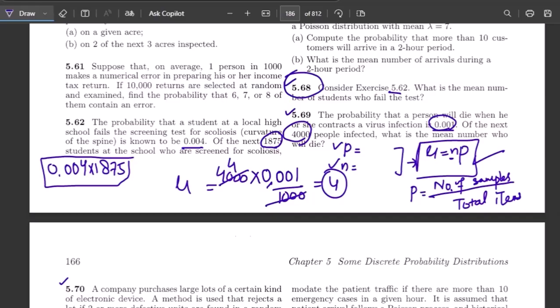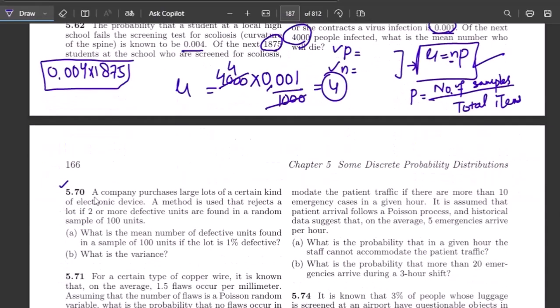Now question 5.70. A company purchased large lots of a certain kind of electronic devices. A method is used that rejects a lot if 2 or more defective units are found in a random sample of 100 units. So A, what is the mean number of defective units found in a sample of 100 units if the lot is 1% defective?